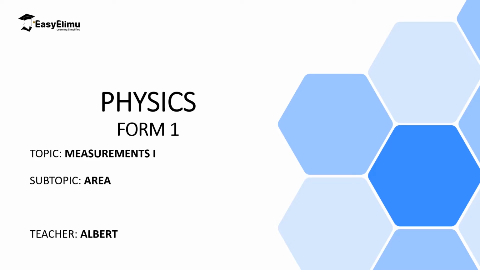In the previous lessons, we discussed quantities and we said we have two types of quantities, categorized in a way that one cannot be obtained from other physical quantities and we call them basic quantities. We have the other one that can be obtained from other physical quantities and we call them derived quantities. Now in this lesson, we are going to discuss one of the derived quantities, that is area.